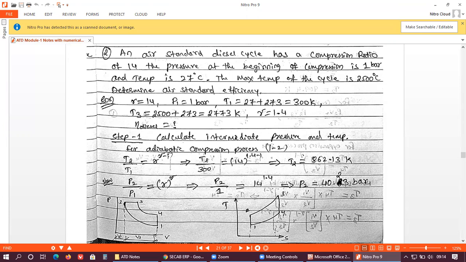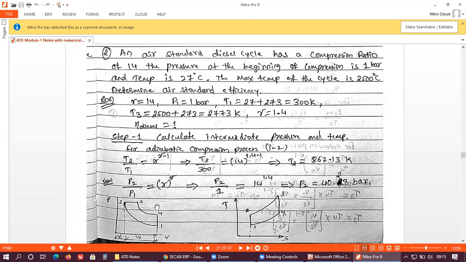So for this adiabatic process, we have the equation P2 by P1 is equal to r raised to gamma, right? Yes sir. We know the value of P1, P1 is 1. So P2 by 1 is equal to 14 raised to 1.4. 14 is the compression ratio r, and 1.4 is gamma. Okay, so operate the calculator properly. You will get 14 raised to 1.4 is equal to 40.23 bar. So 40.23 bar, this is the value of P2.